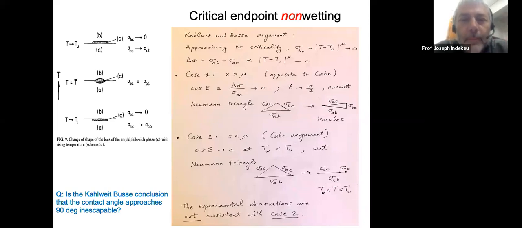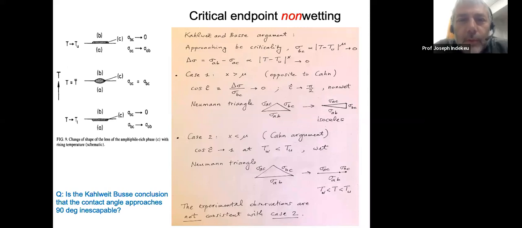Do you want me to recap a little bit the argument? Yes, please. So Cahn and Busse say, case 1, x is greater than mu. Conclusion, the contact angle should go to 90 degrees. Case 2, x is less than mu. Conclusion, we should go to a wet state. The experiment contradicts case 2, that it should go to a wet state.